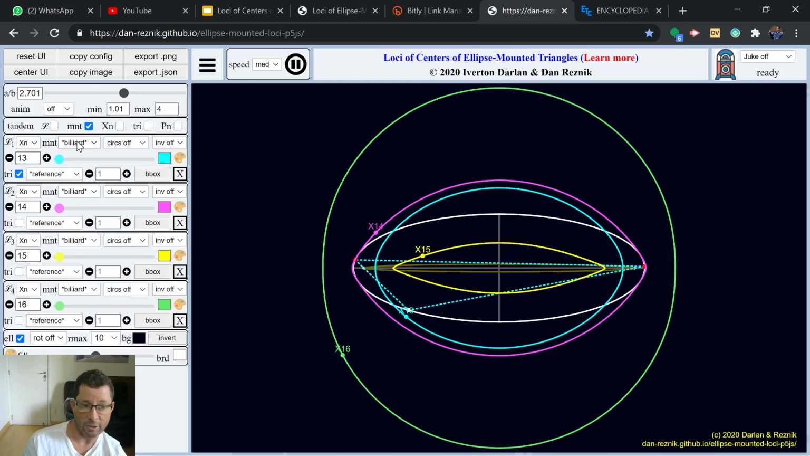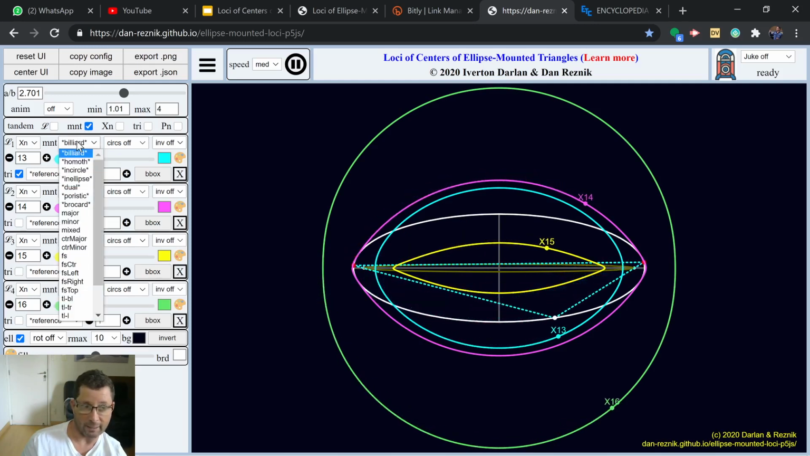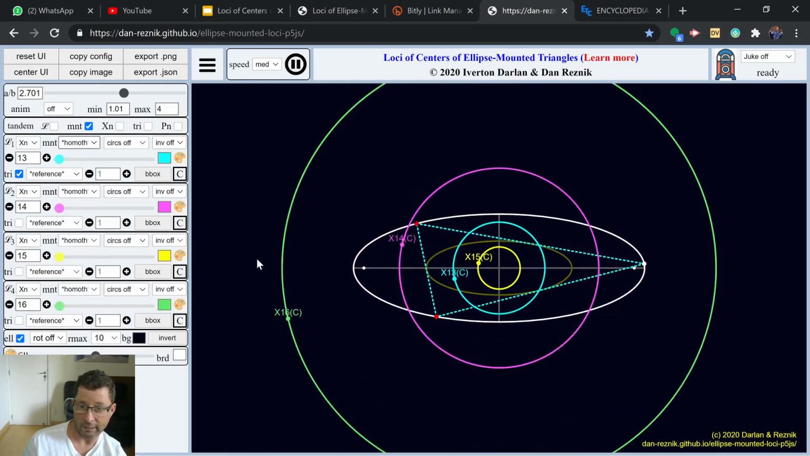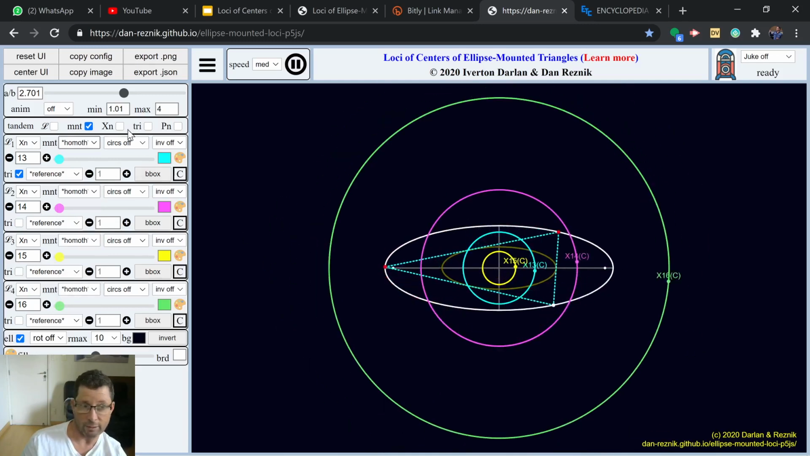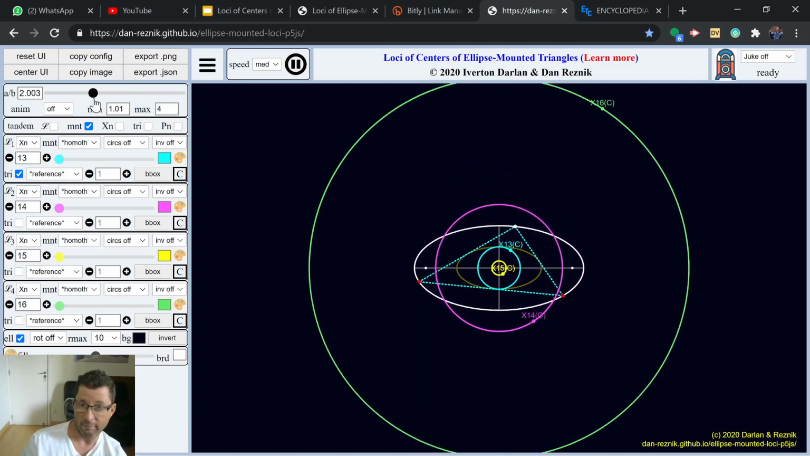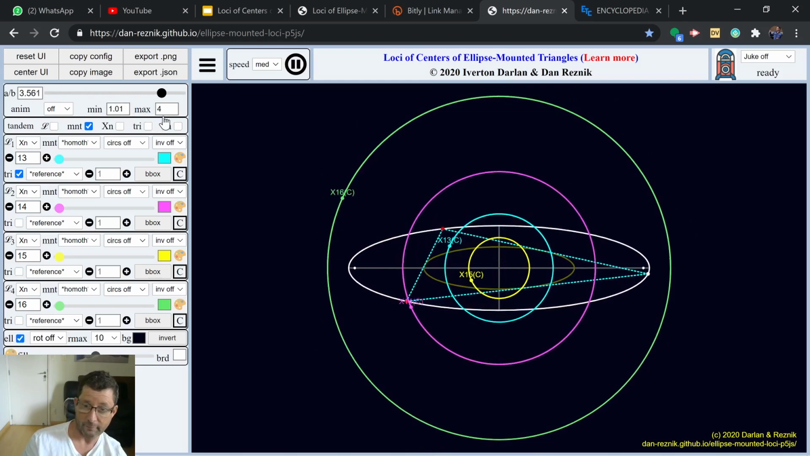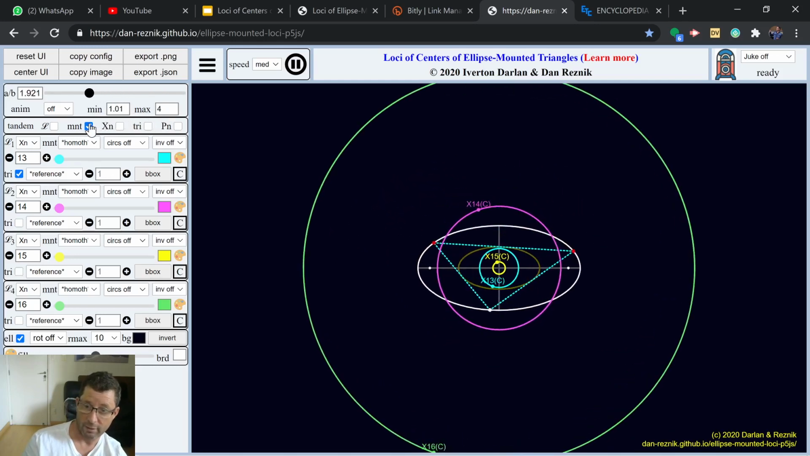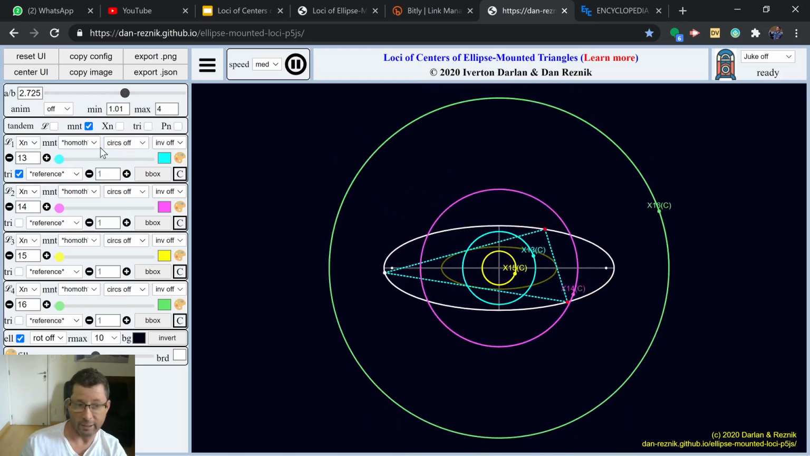So let's go ahead and change the 4 mounts in tandem back to homothetic, so we can demonstrate that. I've got 4 circles now. I changed my triangle family; it's an iso-area triangle family. And as I change A over B of the homothetic pair, I change the radius of these circles, but I do not change their conic nature, so to speak.